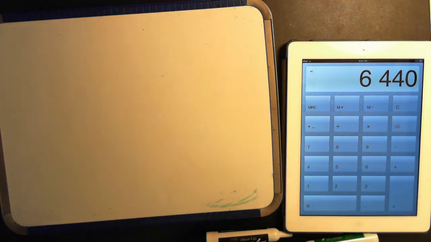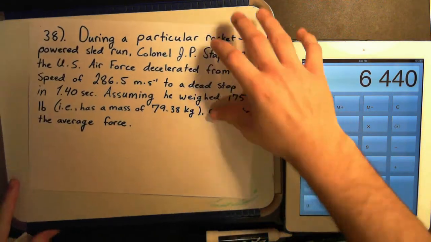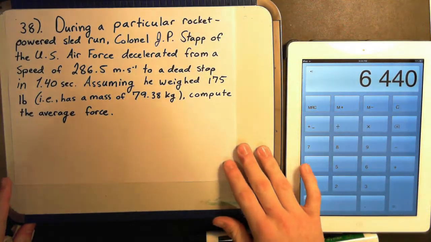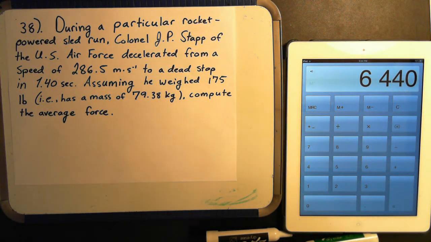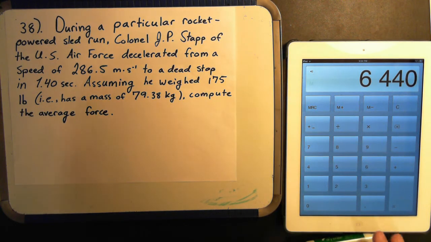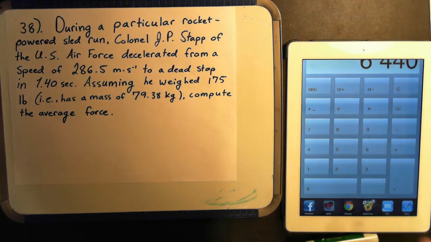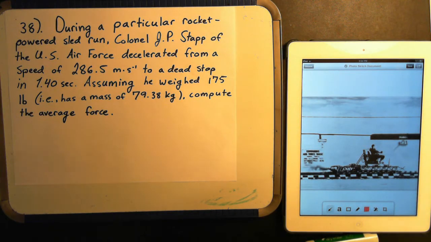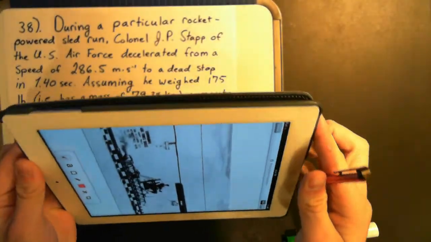And for the second one, we have a kind of special presentation. The second problem that we have here is during a particular rocket-powered sled run, Colonel J.P. Stapp of the United States Air Force decelerated from a speed of 286.5 meters per second to a dead stop in 1.4 seconds. Assuming he weighed 175 pounds, which, provided by the textbook, is a mass of 79.38 kilograms, compute the average force. And so, to do this, we actually have a picture here of Mr. Stapp in his fateful journey.